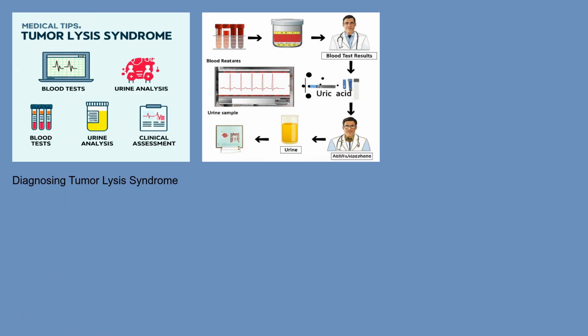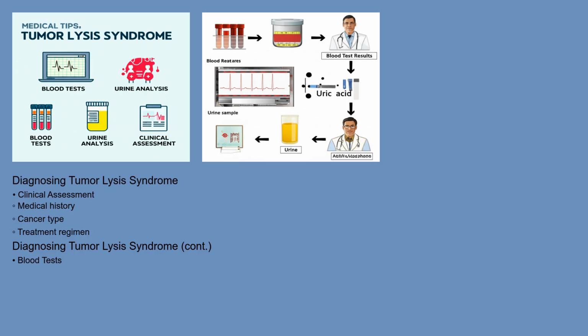Diagnosing tumor lysis syndrome involves a combination of clinical assessment and laboratory tests. Doctors will carefully evaluate the patient's medical history, cancer type, and treatment regimen. Blood tests are crucial to measure the levels of uric acid, potassium, phosphate, calcium, and creatinine. An increase in uric acid, potassium, and phosphate, along with a decrease in calcium and an increase in creatinine, strongly suggests TLS. Electrocardiograms, or ECGs, may be performed to monitor heart function. Urine analysis can also help assess kidney function and detect uric acid crystals.